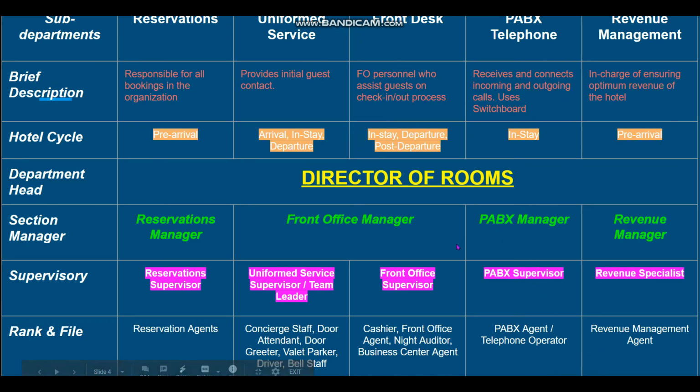So I hope the structure is clear to you, because after a quick break, we will be resuming on the different cycles, or the different parts of the cycles, in the front office team. Okay, thank you very much.